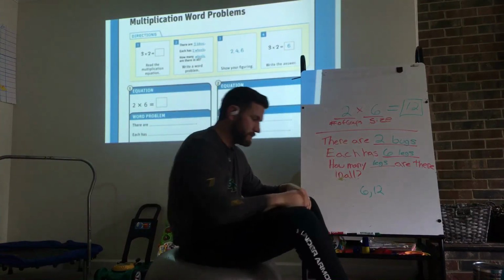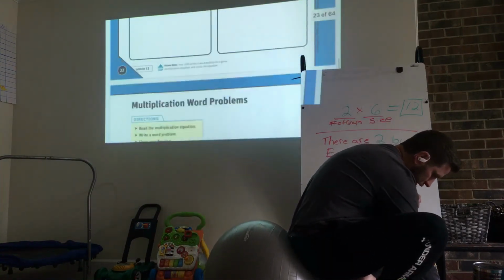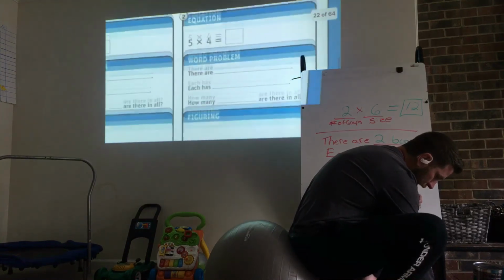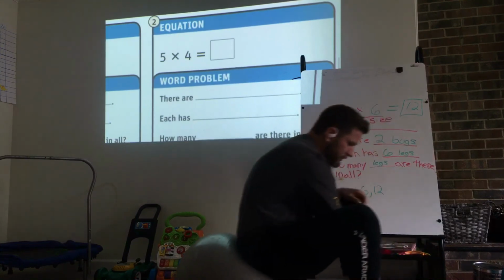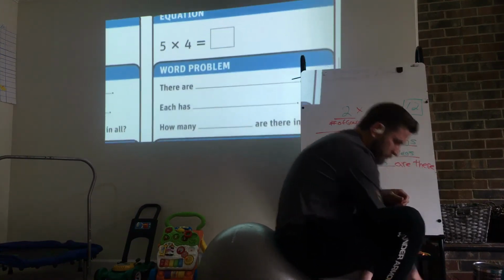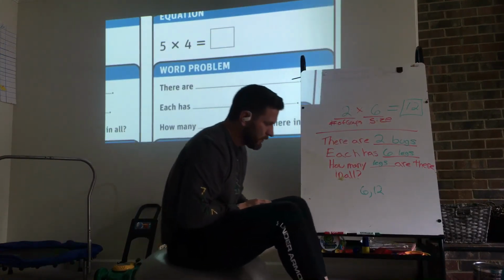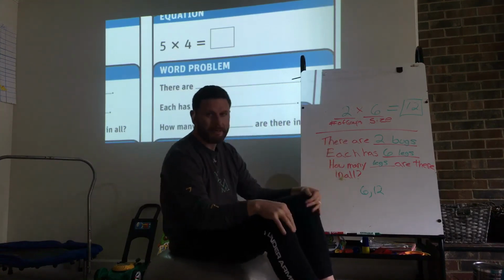Once again, the page number for that is page 22. The exit ticket for you guys is number 2, 5 times 4. And it says there are blank. Each has blank. How many are there in all? Just like we did here.